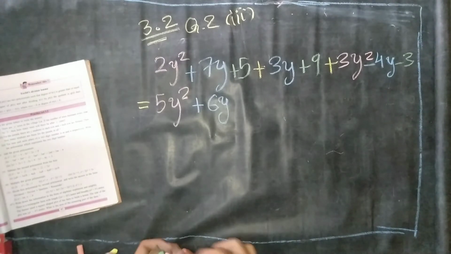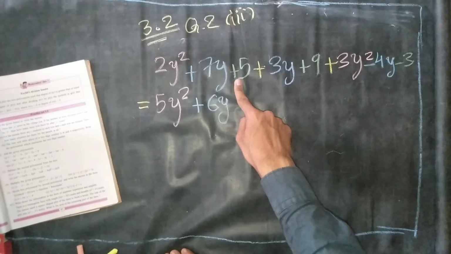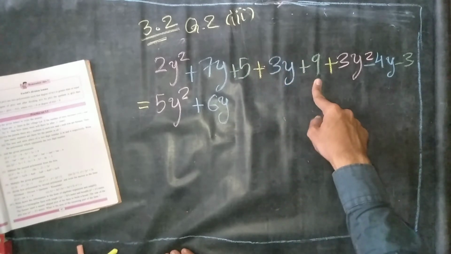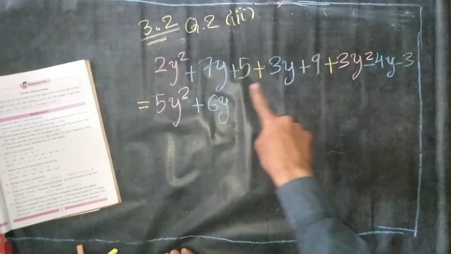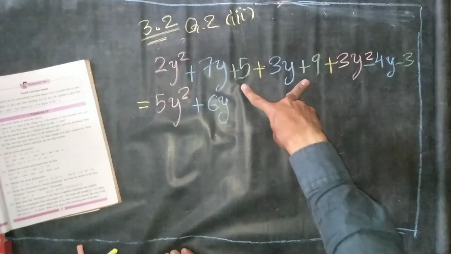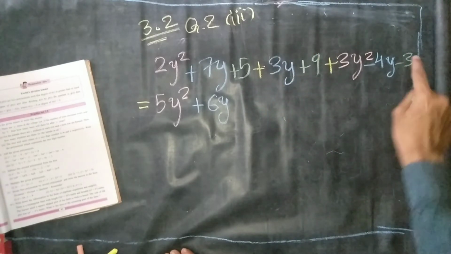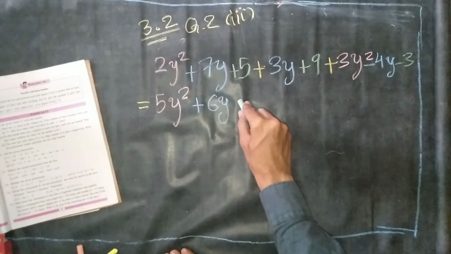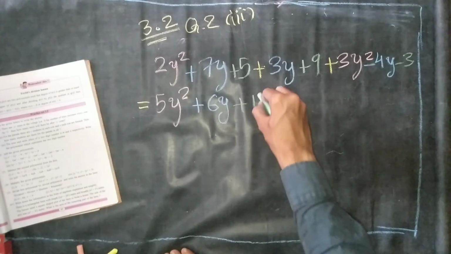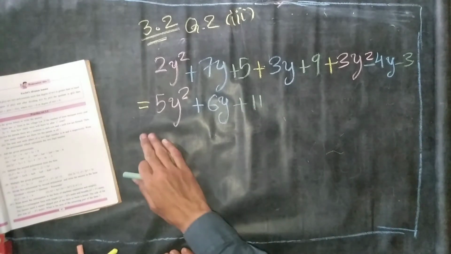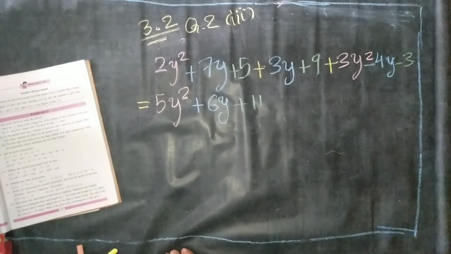After that, the last thing is what? Constants. Let's see the constants now. Plus 5 plus 9. How many are there? 5 plus 9 is 14. From this 14, you are supposed to subtract this 3. From 14, if you subtract 3, what is left is 11. It is plus 11, the sign of the greater number. Right? Plus 11. So this will be your final answer.